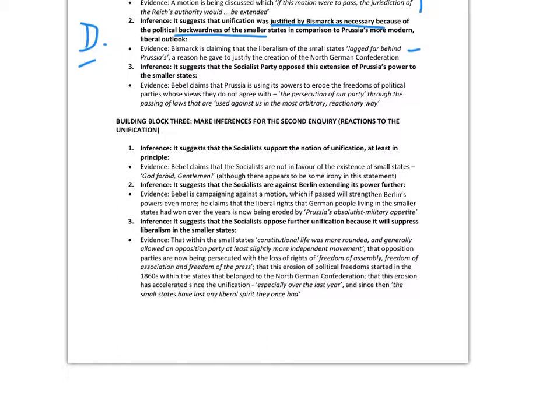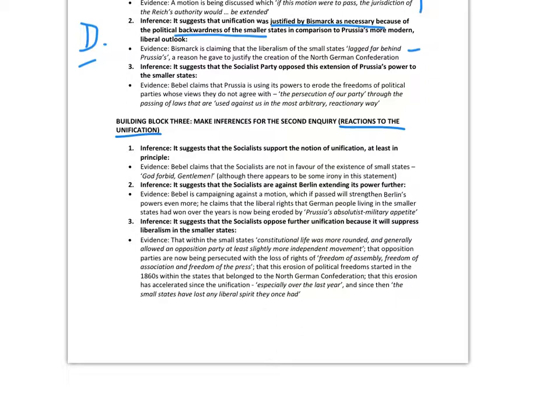The next building block is inferences for the second inquiry. Now the second inquiry is reactions to the unification. I'm going to switch my pen here, because remember when we actually planned it, we underlined this in red. Now obviously you're writing your answer in one pen, but for the planning stage, and just for me to demonstrate, I'm going to move back to the red colour.